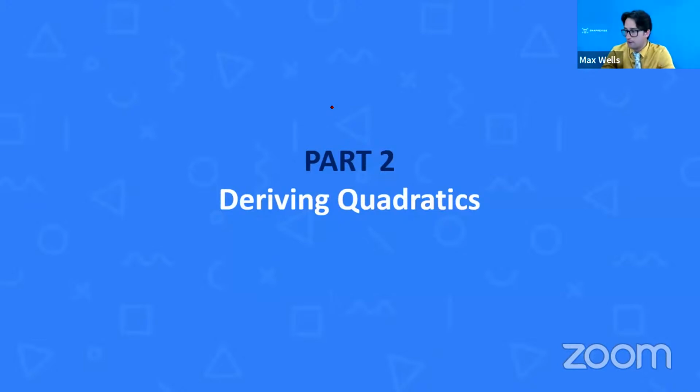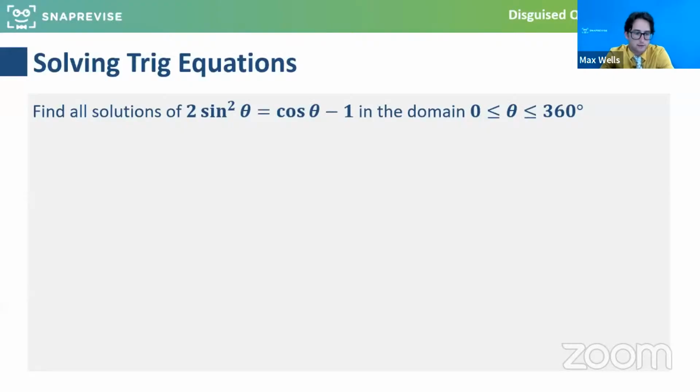So what we're going to do now, this is a nice bit of an extension on what we're doing. We're going to do some trig ones, and then we're going to look at some weird quirky questions as well. So find all the solutions of 2 sine squared theta equals cos theta minus 1 in the domain 0 to 360 for theta. Now, straight away, this looks suddenly way more complicated because it's involving trig.